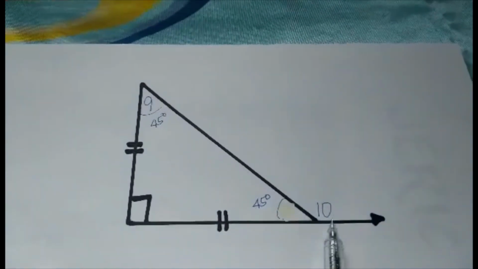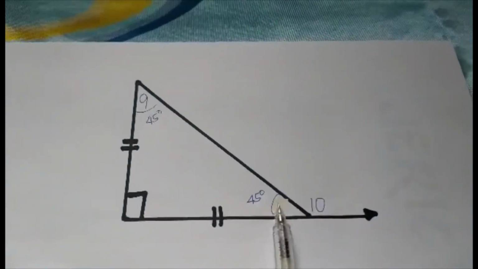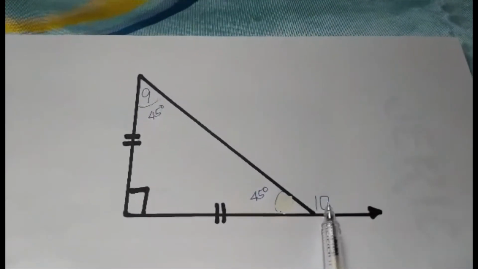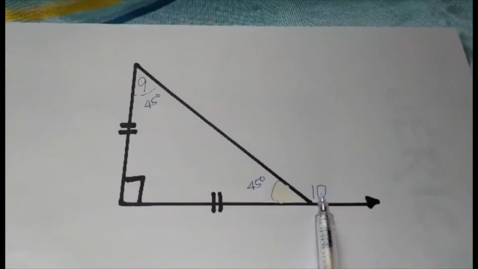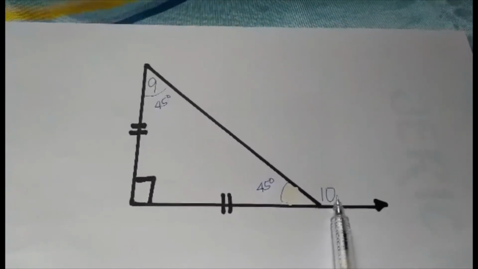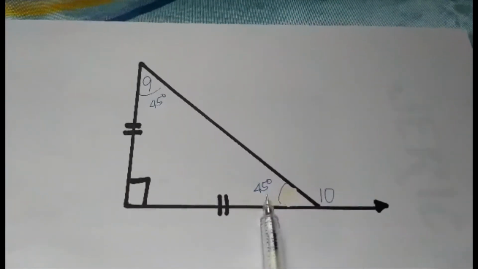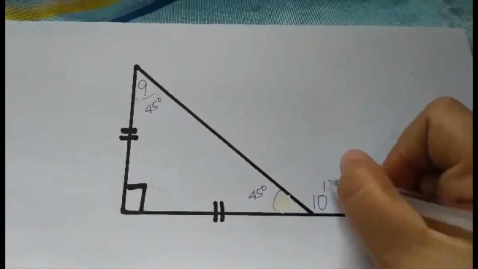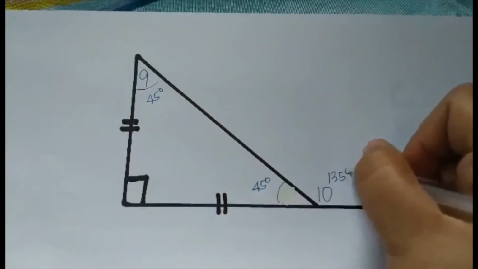Now, how to solve for number 10? Since these two form a linear pair, they are supplementary. Therefore, if you add this angle and number 10, that gives us 180. So 180 minus 45 degrees will give us 135 degrees.